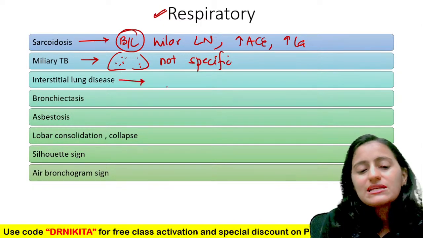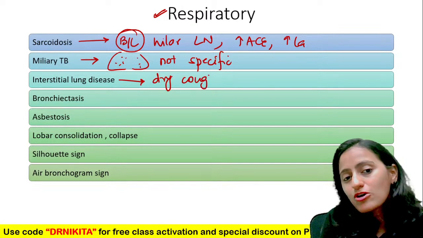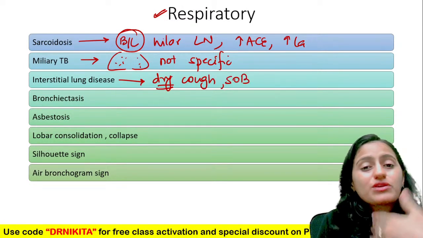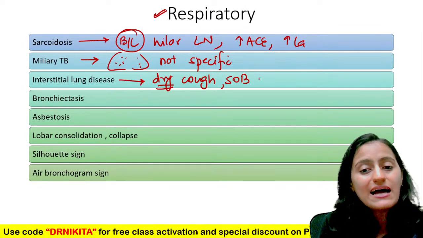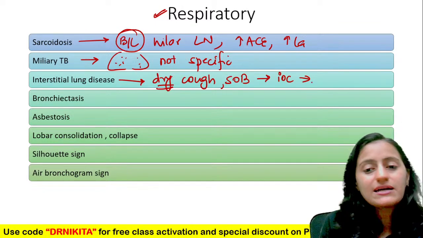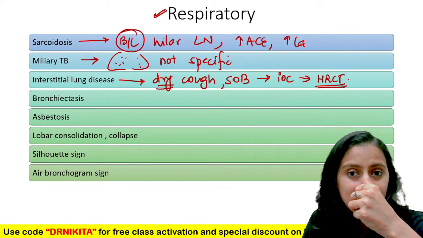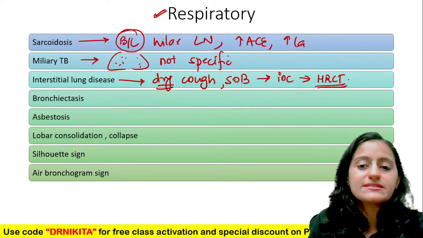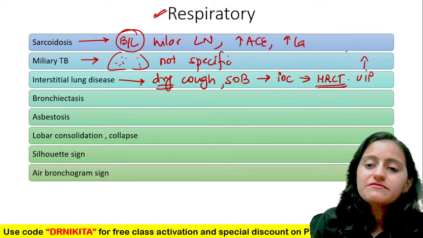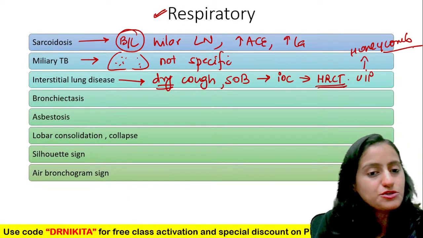For interstitial lung disease, what is the history generally given? A patient with progressive dry cough. Remember, it's a dry cough, shortness of breath. Progressive shortness of breath is what the patient has. So remember that what is the investigation of choice for interstitial lung disease? It is HRCT. Okay, the investigation of choice for interstitial lung disease is HRCT. And what do you see in the UIP pattern? We see honeycombing appearance. Honeycomb pattern is what we see in UIP.